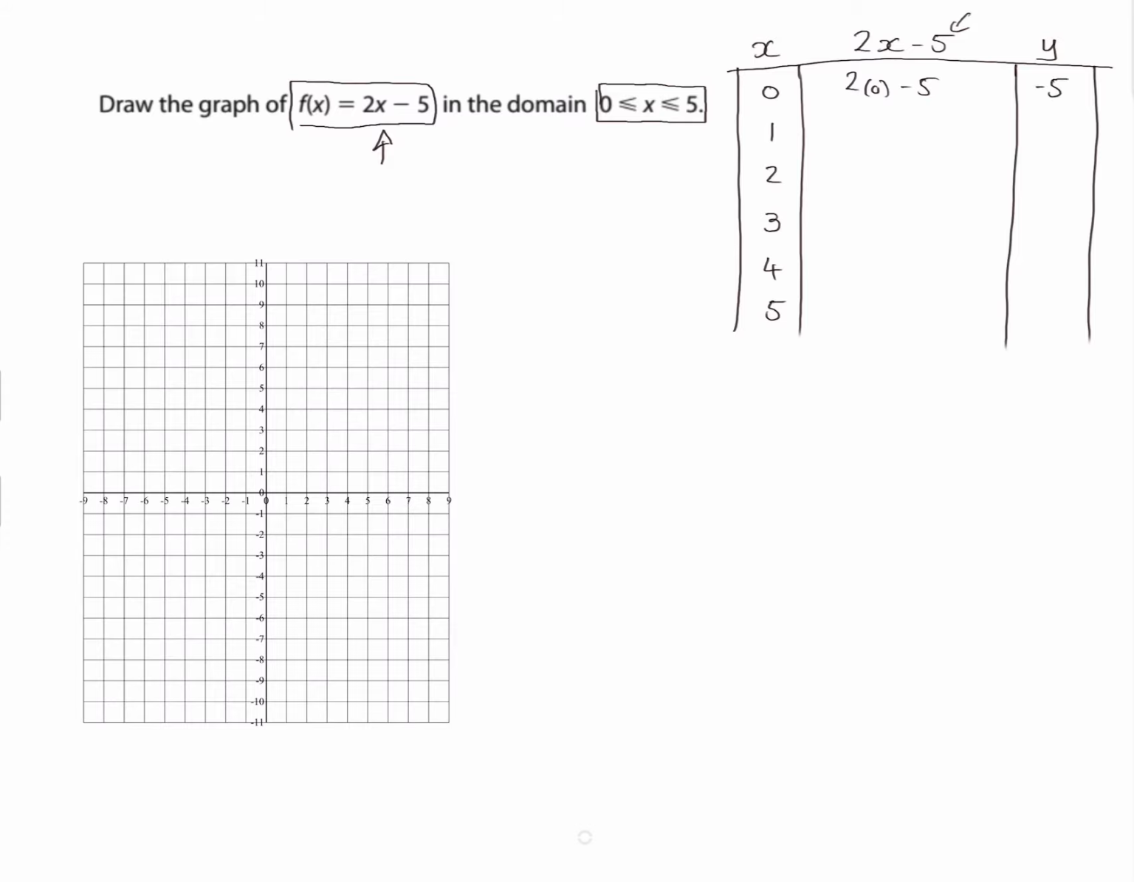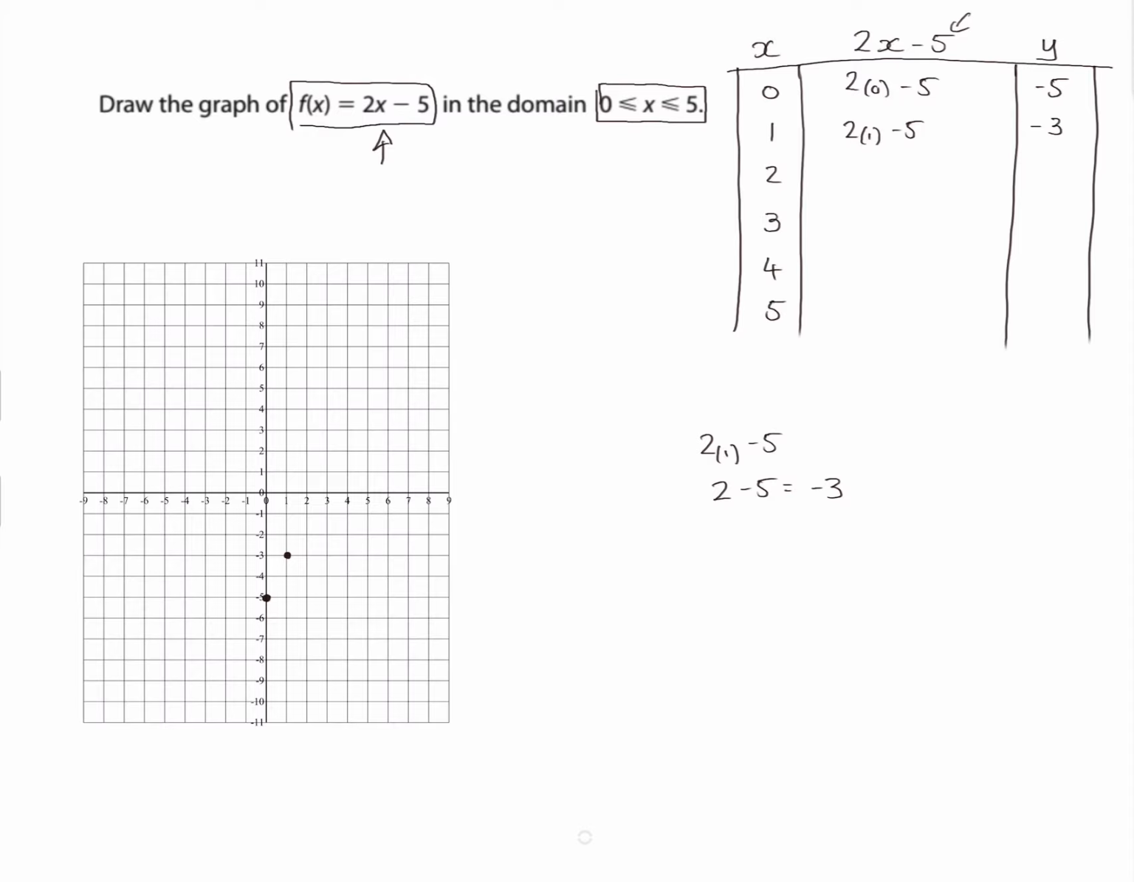So I can go to my graph now, and I go to 0 on the x-axis, which is the center, and I go to minus 5 on the y-axis. And now I have 1, so 2 times 1 minus 5. So 2 times 1 is 2, and minus 5. 2 minus 5 equals minus 3. So it's 1 and minus 3. So we go out to 1 and down to minus 3.